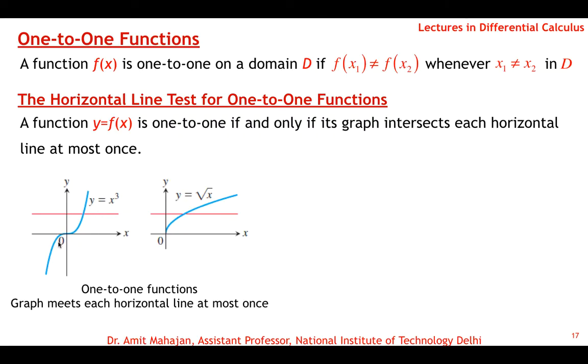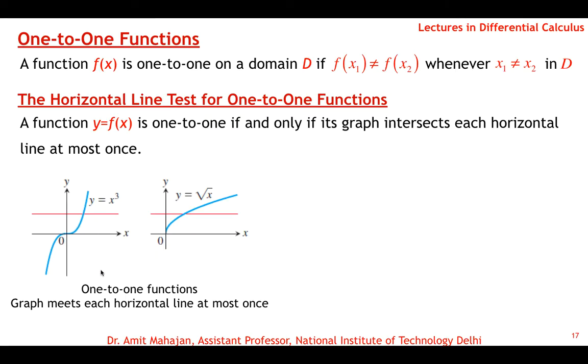Like this y is equal to x cube is a one to one function because the horizontal line meets this curve at only one point everywhere. If you move this red line from bottom to top, you will see that this cuts y equal to x cube only at one point at a time.